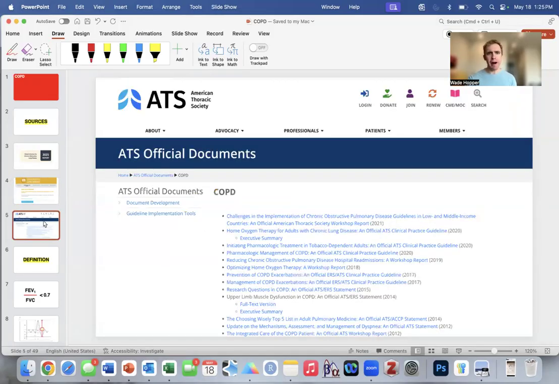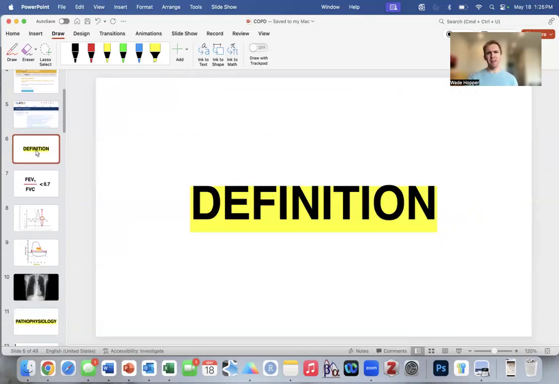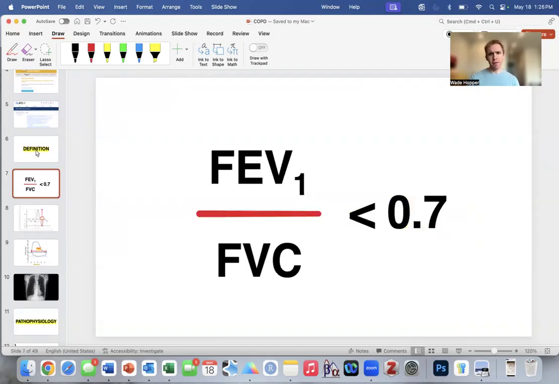Now, the American Thoracic Society also has a lot of information and their own guidelines independent from GOLD. We'll talk about that a bit more later, but I wanted to show you what their website looks like, just because they've got a lot of different resources on a lot of different aspects of care. So, how do we clinically define COPD? We define it as an FEV1 over FVC ratio of less than 0.7, and that's according to the GOLD guidelines.